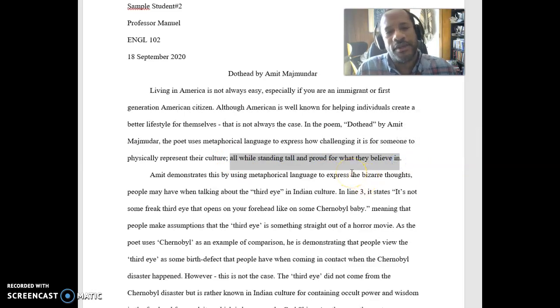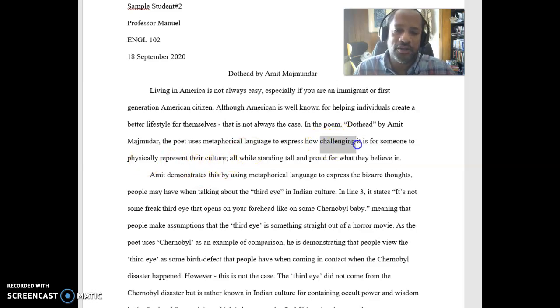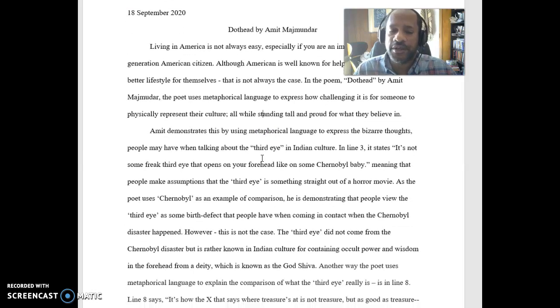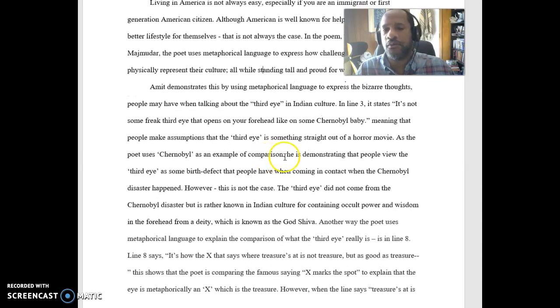This idea that this poem isn't just about the prejudice that the poet faces, but it is also about how the poet responds. That's a fairly specific statement in there, because then that gives us some more to talk about as we go through. So this isn't just about physically representing the culture, the problems, how challenging it is to be an immigrant. It's about what we do, right? How we respond to that by standing tall and proud. And the poet uses metaphorical language to do that. So let's talk about some of the places where the poet is going to be using this metaphorical language.